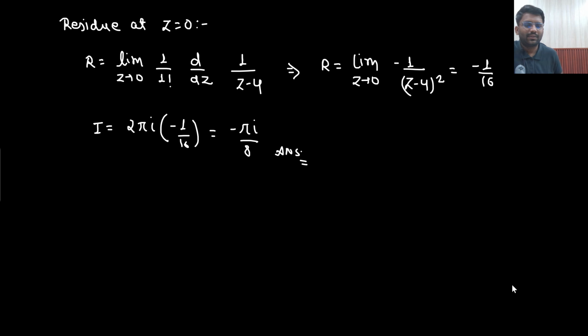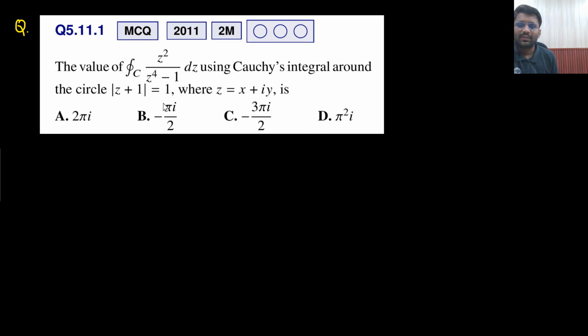Okay, well and good. Let's go to the next question. This question you are supposed to solve. You need to find out the value of the integral using Cauchy integral formula around the circle mod of z plus 1 equals 1. So this time we have a circle. I don't even need to make the diagram.